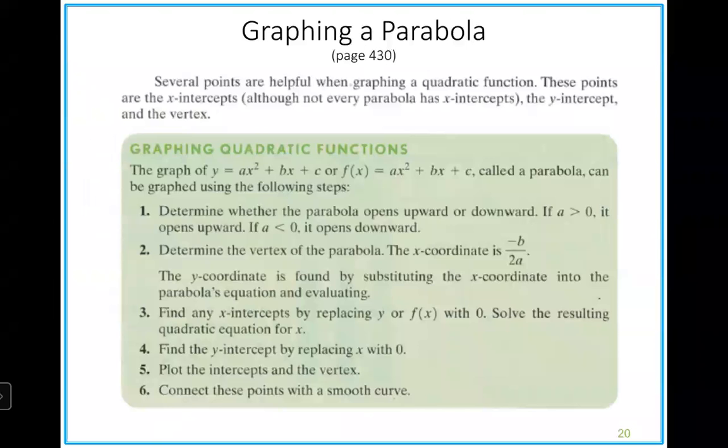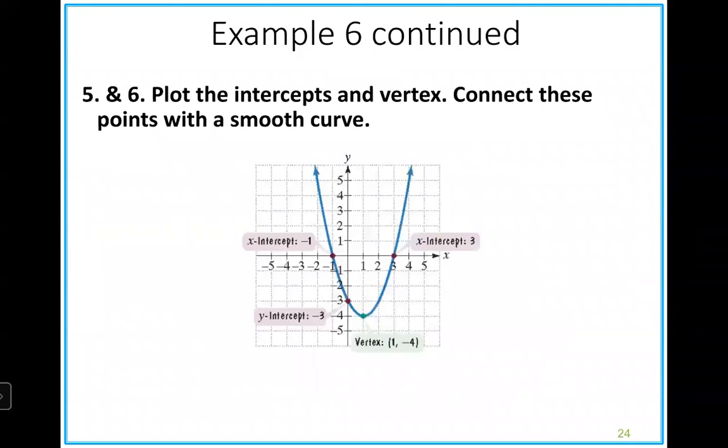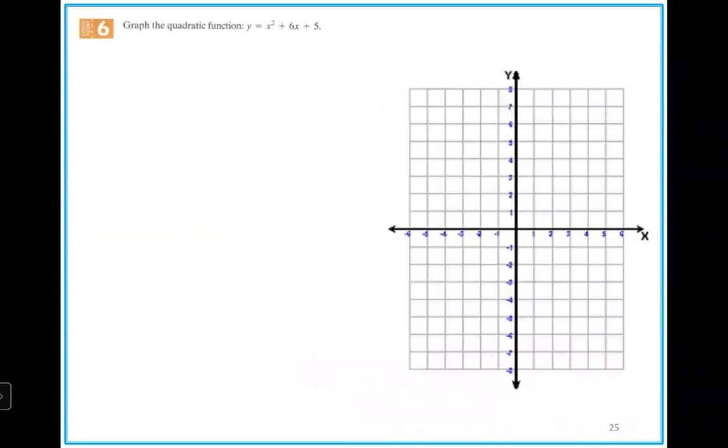Okay? Okay. So let me go back to the question then. So what number is in front of X squared for this one? So that'll be 1. Positive 1 or negative 1? Positive 1. Okay, so because it's positive, what's going to happen with this parabola? It's going to open upward.